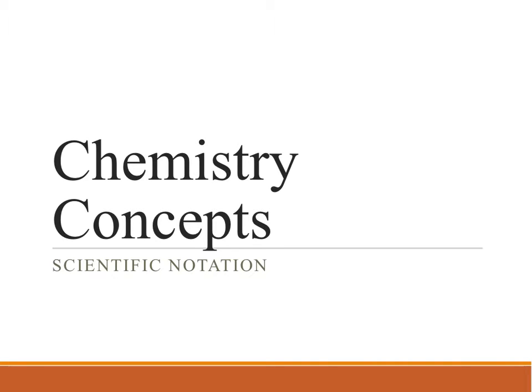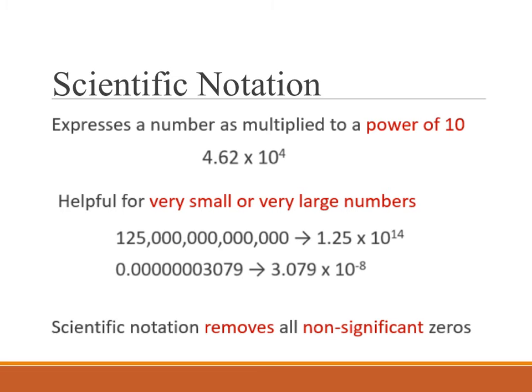In this video, I want to talk about scientific notation, which is another helpful math skill for science class. Scientific notation expresses a number as multiplied to a power of 10. So the format you get is your number, and then it's times 10 raised to some power. The exponent can be positive or negative. Scientific notation is very helpful for extremely small or extremely large numbers.